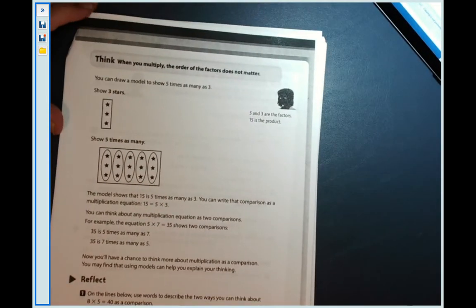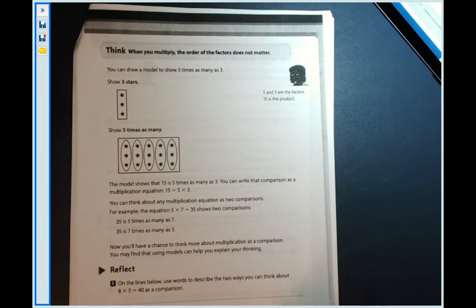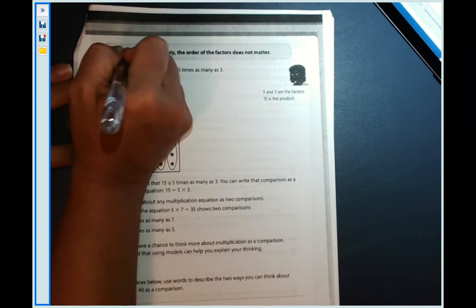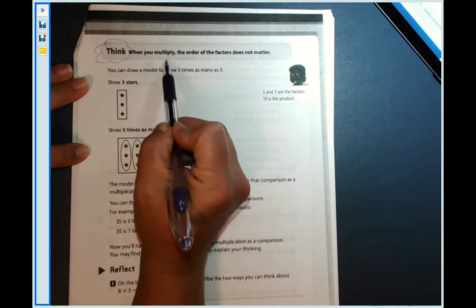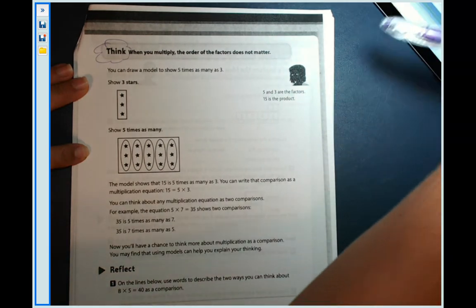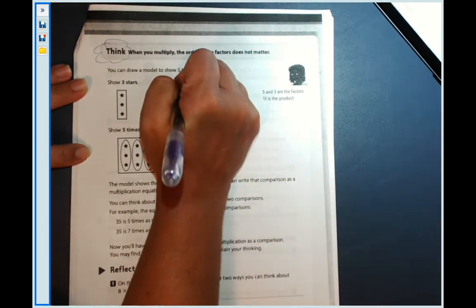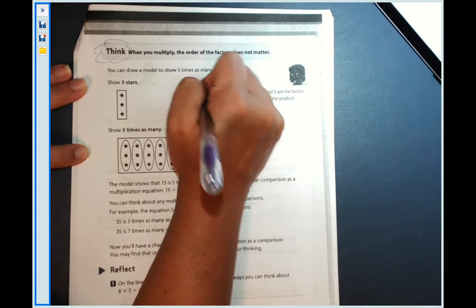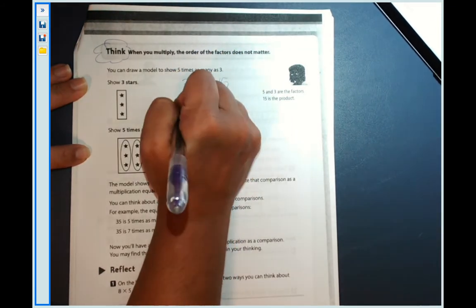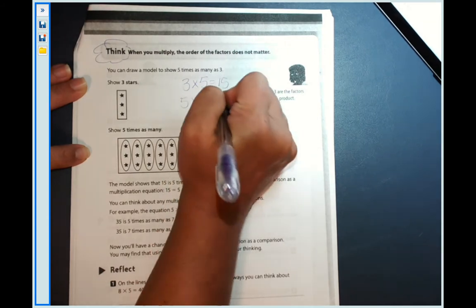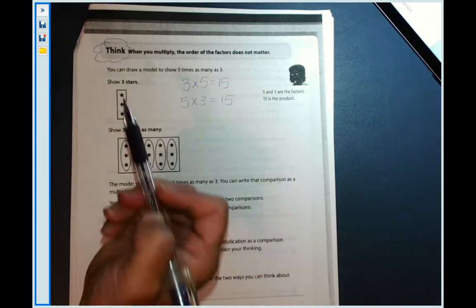Let's go to page 39. Flip it over. All right, think. Again, we need to think about these things. When you multiply, the order of the factors does not matter. Well, we know that because I know 3 times 5 equals 15. So 5 times 3 is also going to give me 15.